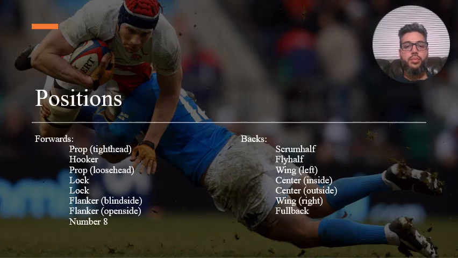So when it comes to rugby, the main thing we need to understand is that there's two categories of positions, forwards and backs. I'll go into the names of them now. It's prop, tight head and loose head, hooker, two locks, two flankers, blind side, open side, and number 8 for the forwards. All the backs are scrum half, fly half, two wings, two centers, and a fullback.